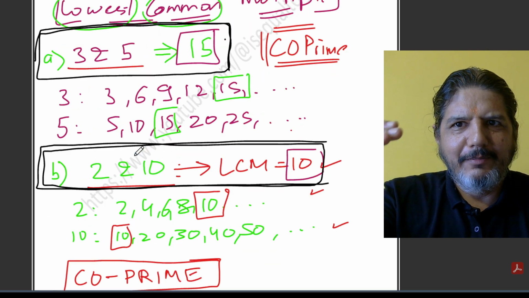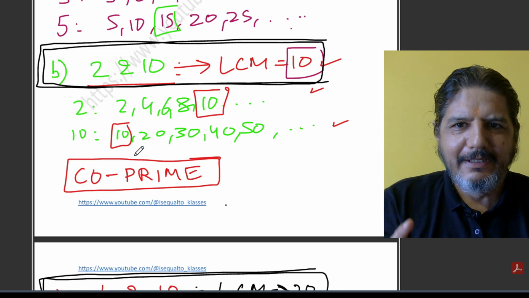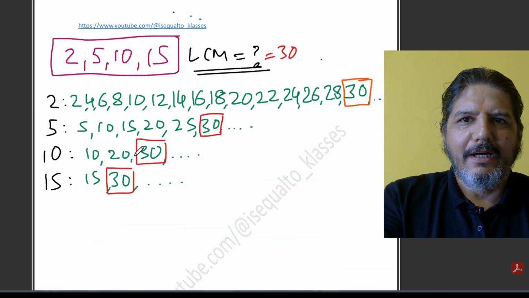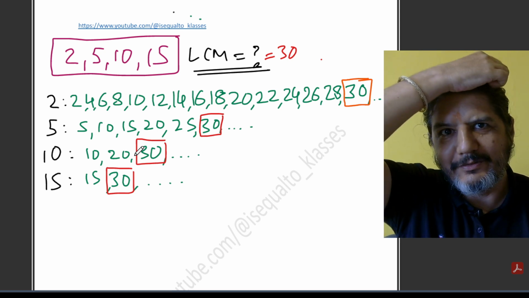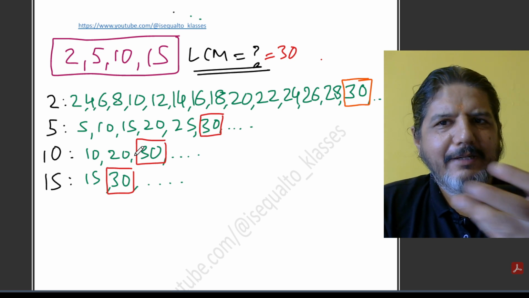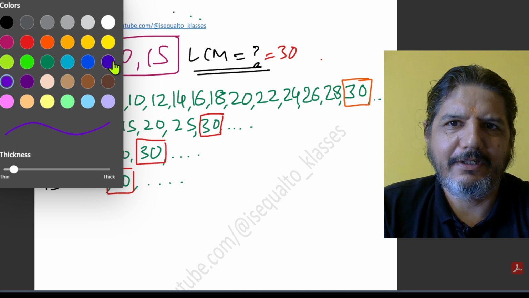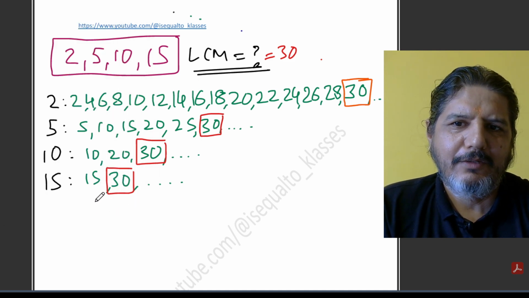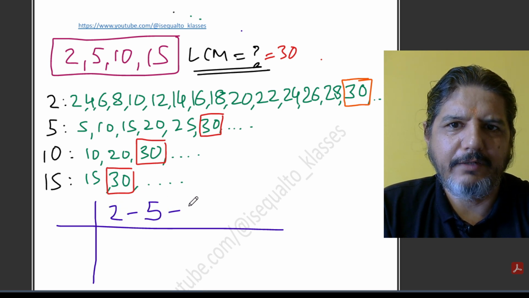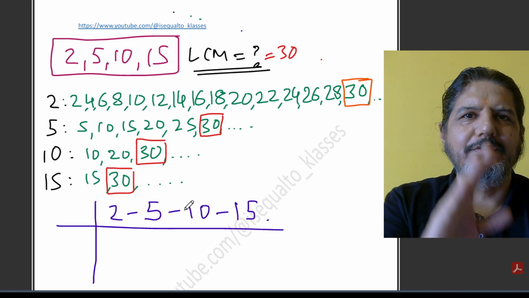So I hope you are able to understand the concept of taking the LCM, and what the meaning of lowest common multiple is. But writing all the multiples of a number and then finding the lowest common multiple is a very tedious job. So what's the shortcut? Now let's try to find the shortcut. Let me take the last example that I took to start. I have to find the LCM of 2, 5, 10, 15. So I write the 4 numbers. See, this is not a minus, this is just a dash.